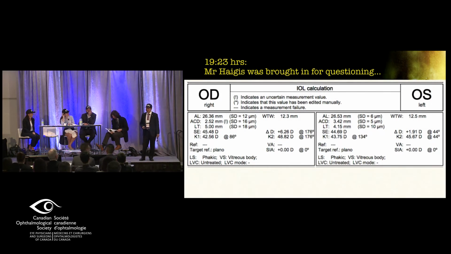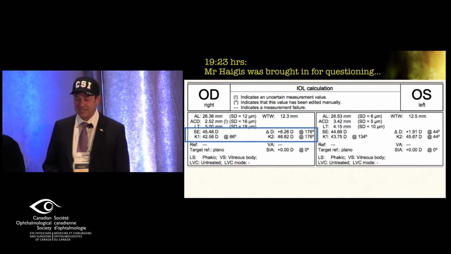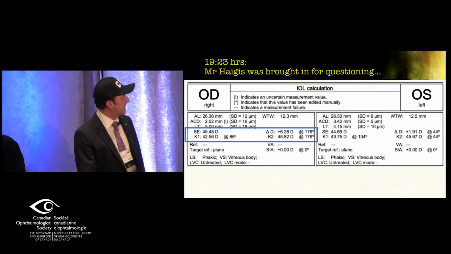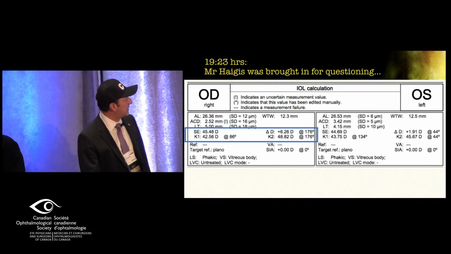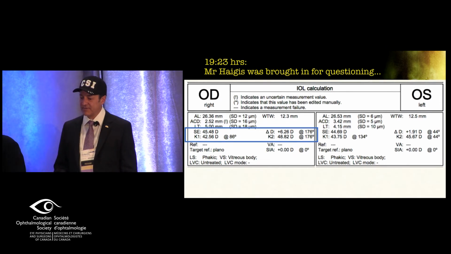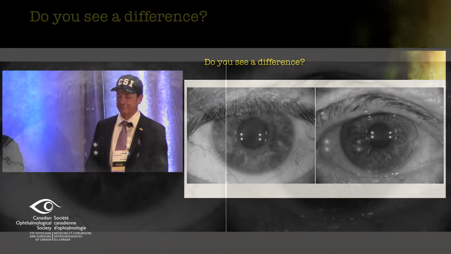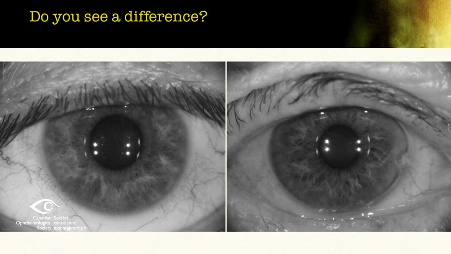Is there any difference between the two parameters here? Do you notice that? Look at the difference in the astigmatism in the right eye and the left eye. Compare 1.91 on the left with 6.26. Look at the Ks as well: 42, 48, 43, 45. Do you see a difference between these two? This is the right and the left eye.